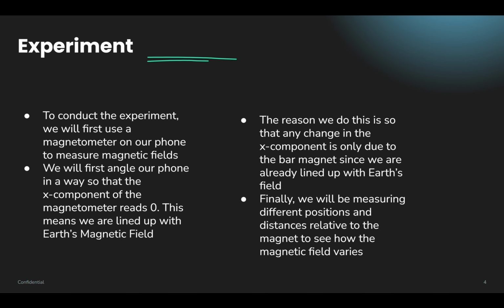Experiment. To conduct the experiment, we will first use a magnetometer on our phone to measure magnetic fields. We will first angle our phone in a way so that the x-component of the magnetometer reads 0. This means we are lined up with the Earth's magnetic field. The reason we do this is so that any change in the x-component is only due to the bar magnet, since we are already lined up with Earth's field. Finally, we will be measuring different positions and distances relative to the magnet to see how the magnetic field varies.